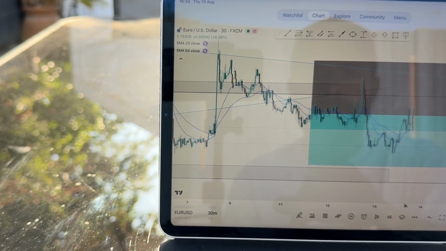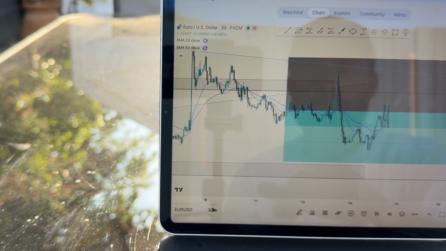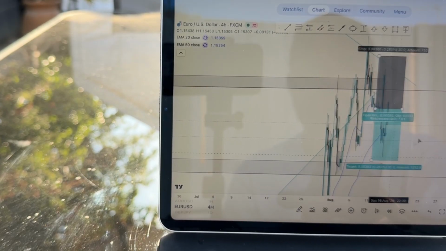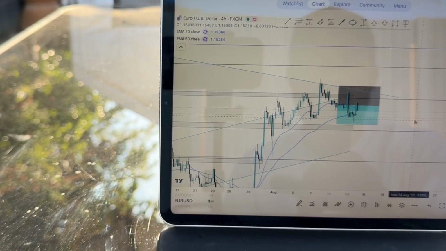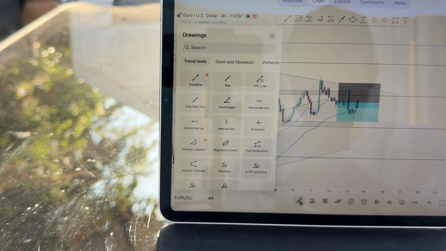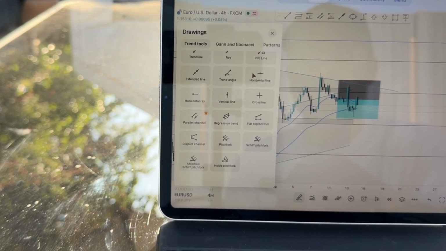Another feature I really like is the ability to create watch lists. So rather than searching for GBP USD, EUR USD, maybe gold or whatever you're interested in every single time, you can just create a watch list and have all your favorite markets in one place.